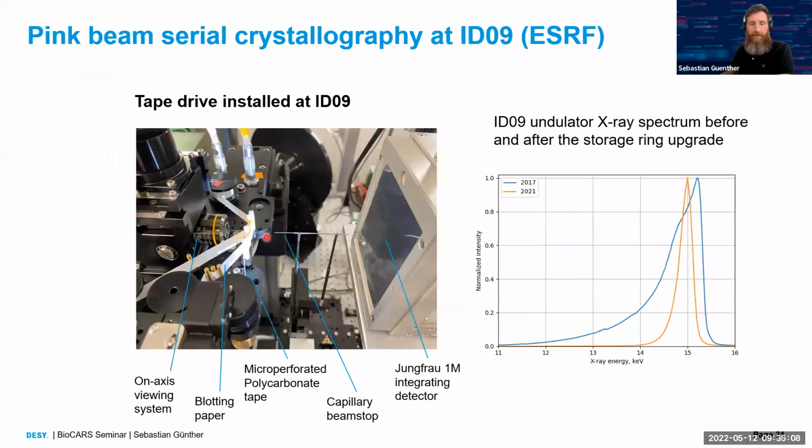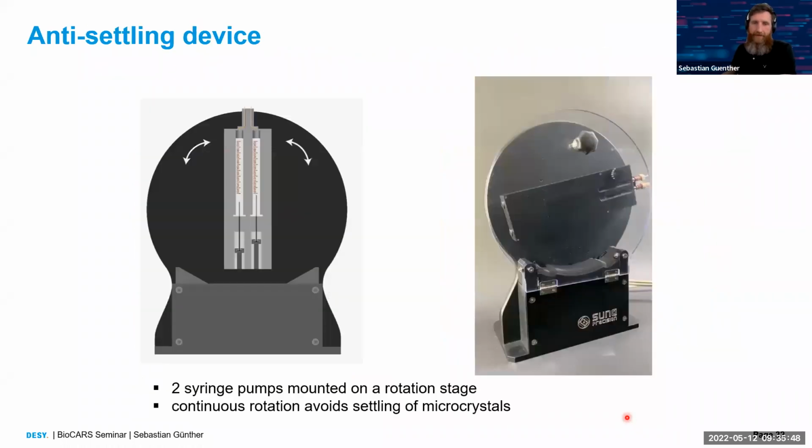So this is how the installation looked at ID09. Here you have the perforated tape, and here you have the blotting paper, which is pulled behind it. This was actually done last year after the ESRF EBS upgrade. So what you see here is the X-ray spectrum at ID09 coming from the ID09 undulator. This was in blue the broad spectrum before the upgrade, and in orange the spectrum after the upgrade. And what is important, I will come to that later.